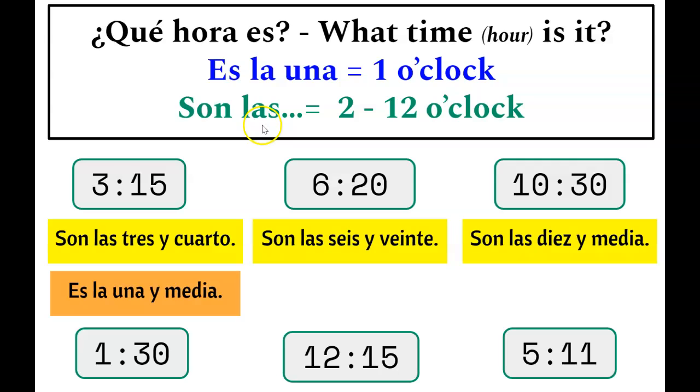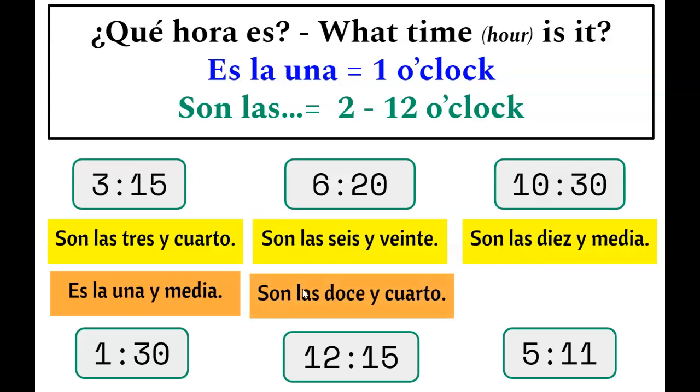12:15. Instead of saying 15, I'm going to say a quarter. Is it es la or son las? Son las 12, 12 y cuarto. And 5:11, son las 5:11.